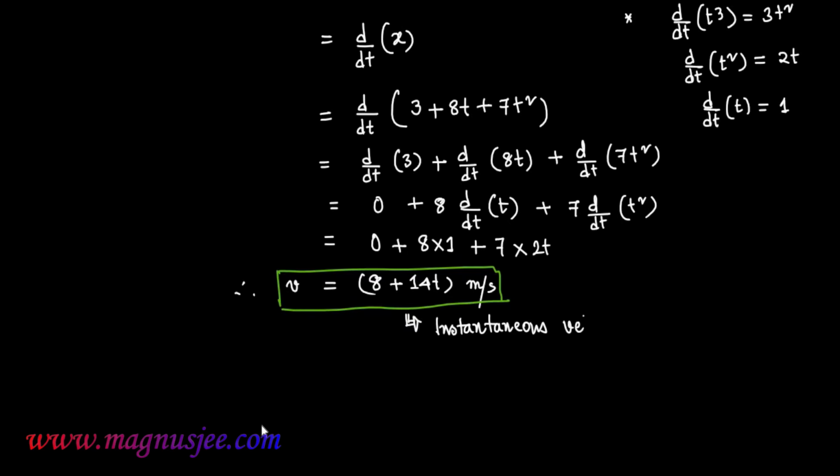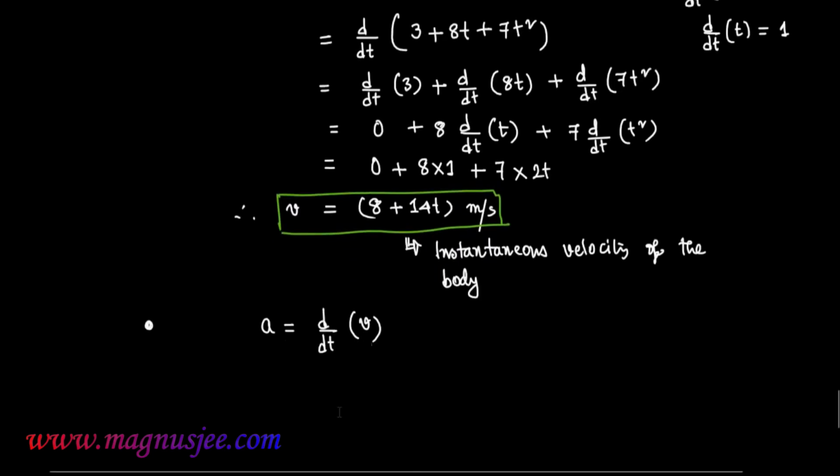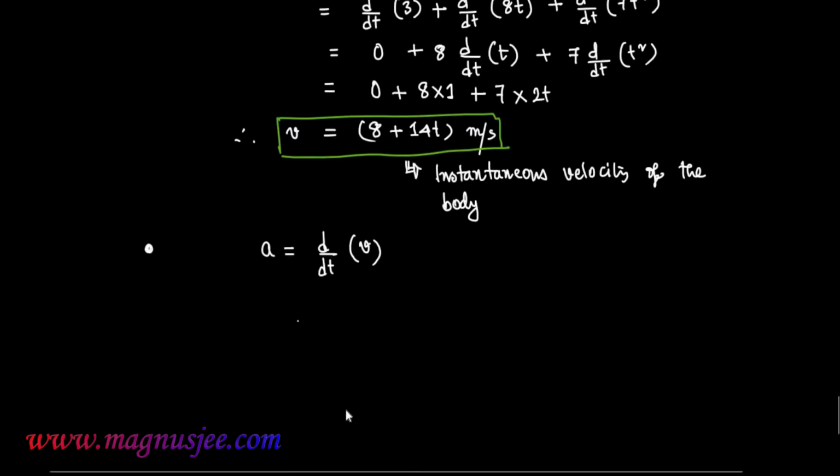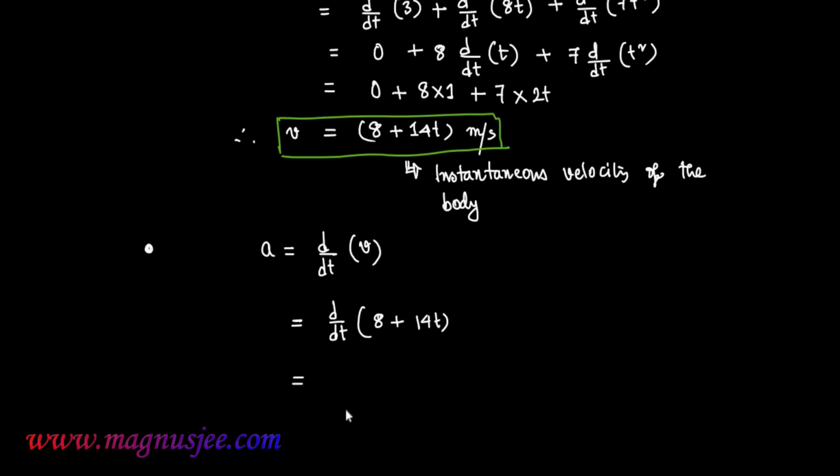Not only velocity, instantaneous velocity of the body. Now we can find the acceleration. Acceleration is what? d/dt of which quantity? Velocity, not the displacement. Now put the expression of v. d/dt of 8 plus 14t. That will become how much? Only 14 meter per second square.